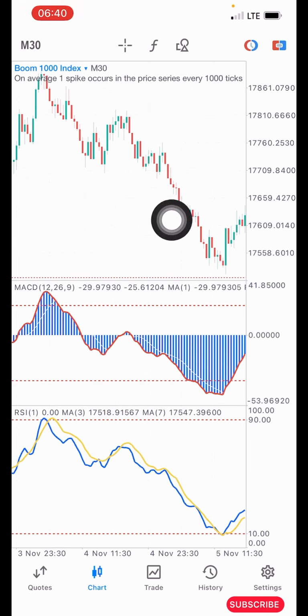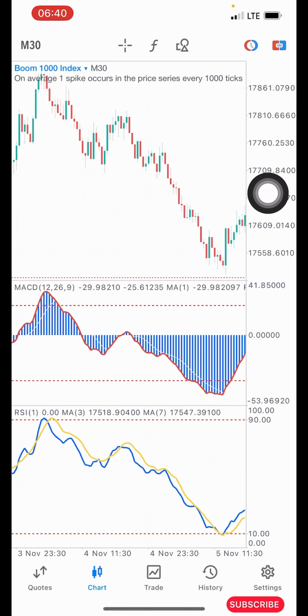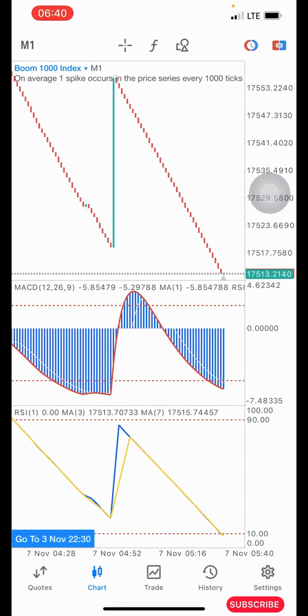All right, so you want to make sure that price is in a downtrend on Boom. In a downtrend, that's when the strategy will work very well. So make sure you take note of that.